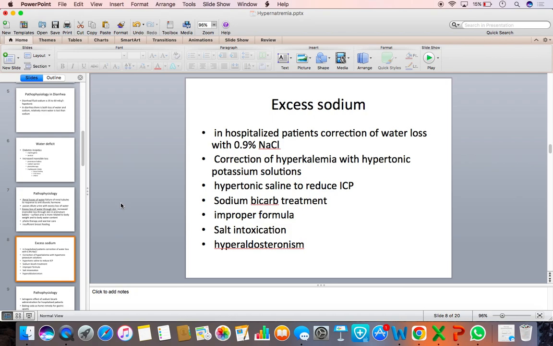In patients with hyperaldosteronism, there is excess retention of sodium and loss of potassium, ultimately resulting in hypernatremia and fluid overload. This is in brief about the definition of hypernatremia, the causes, and the underlying pathophysiology.